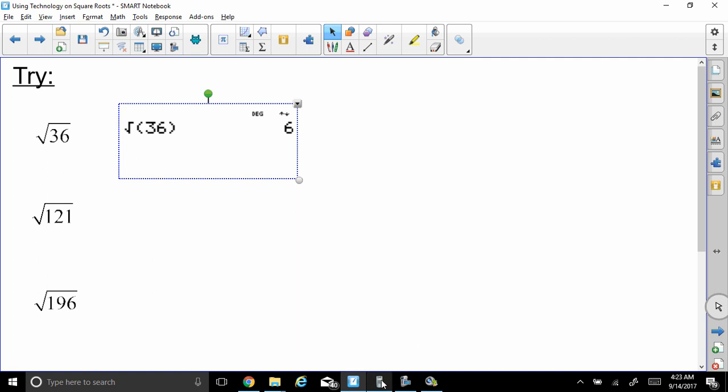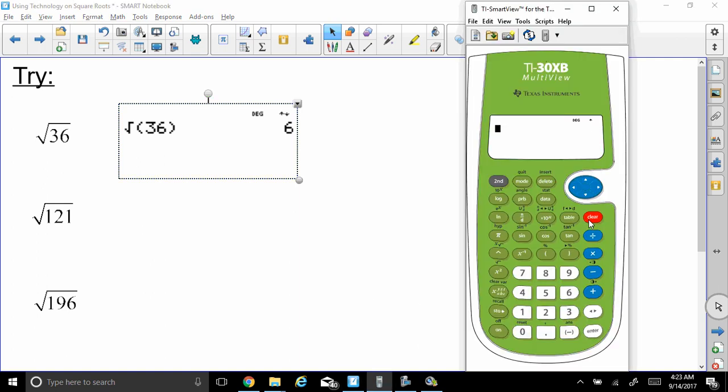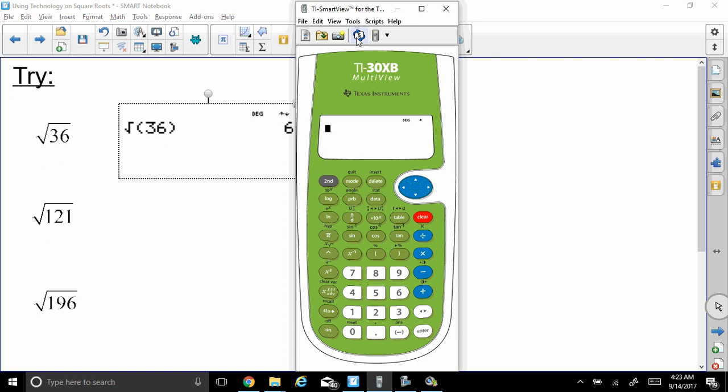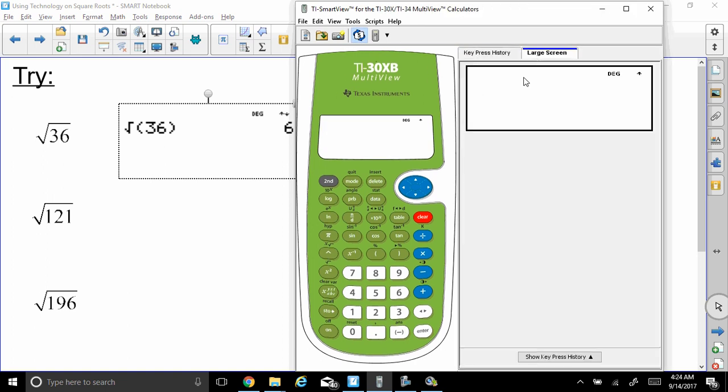Let's try the next one. Let's clear. And I'll even make the screen a little bit bigger for you. Large screen. So press second, find the x squared button, and that button is located right next to 7. So you have your square root symbol and the parenthesis waiting for you to type in your number. Type in your number, 121, close the parenthesis, and then press enter. And you get 11.